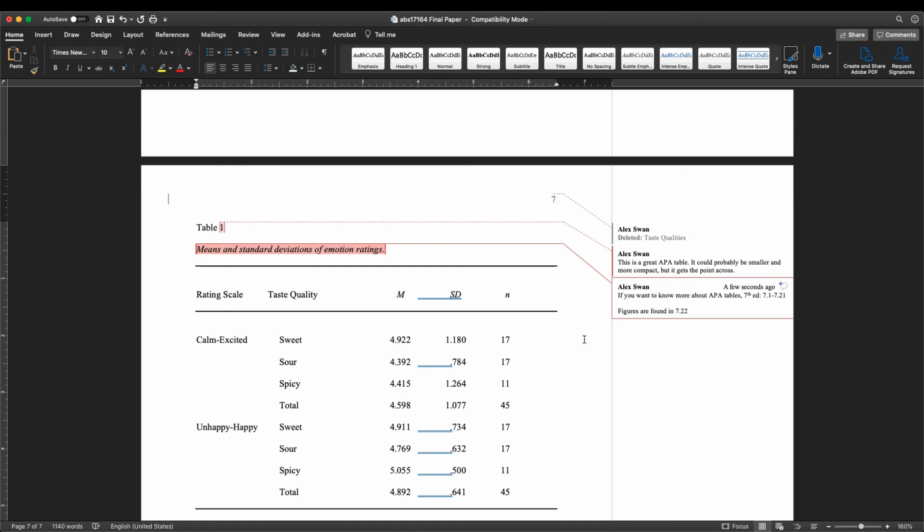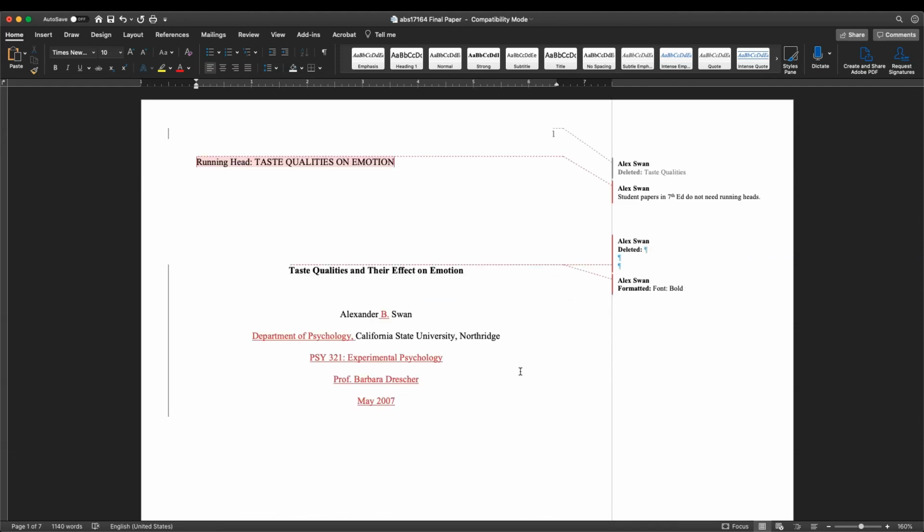So that is how to edit an APA paper. How to sort of, after the first draft, make these changes. What sort of changes are focused on in an APA paper? What is an APA paper all about?